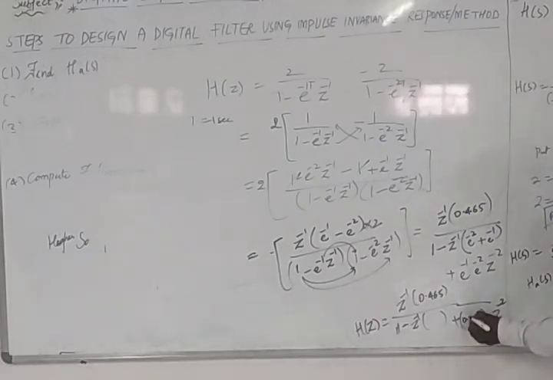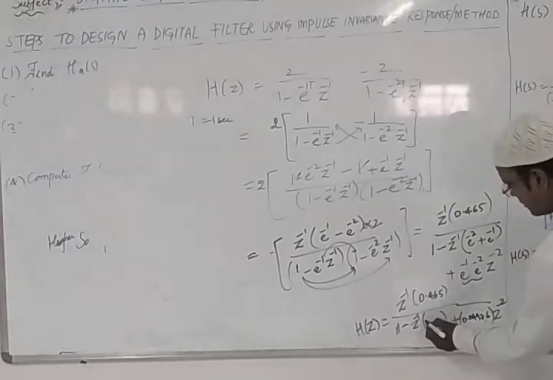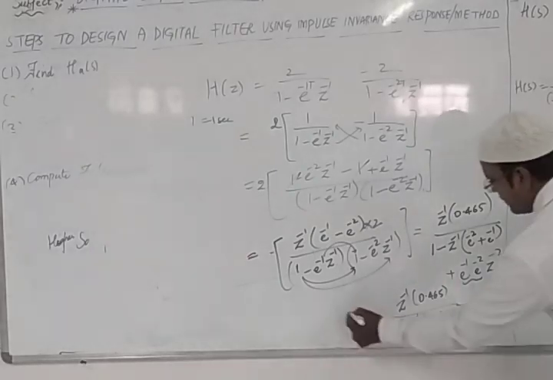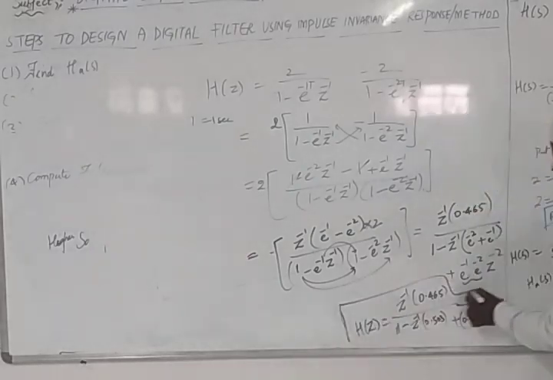So 0.04976. This is these two factors. Similarly, e power minus 1 plus e power minus 2, 0.503. So this is your actual answer.